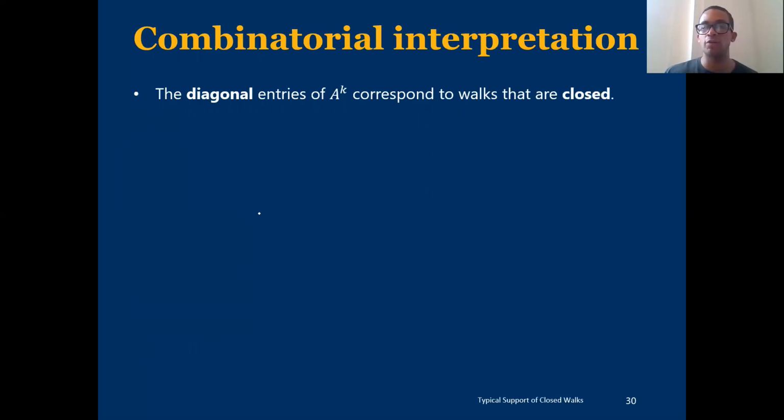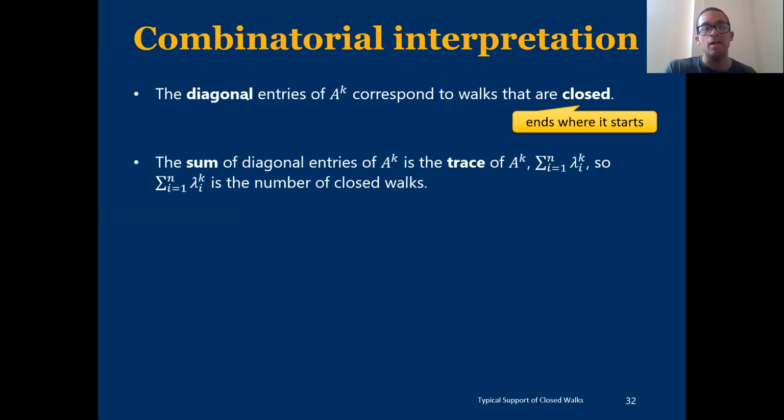Okay, so how do we do this? Well, as I mentioned before, the entries of A to the k correspond to the number of walks between given vertices. So what that means is that the diagonal entries of A to the k correspond to walks that are closed of length k. Once again, closed just means it ends where it starts. So the sum of diagonal entries of A to the k is just the trace of A to the k. And the trace of A to the k is the sum of eigenvalues raised to the kth power. So another way to say this is that the sum of eigenvalues raised to the kth power is equal to the number of closed walks of length k.